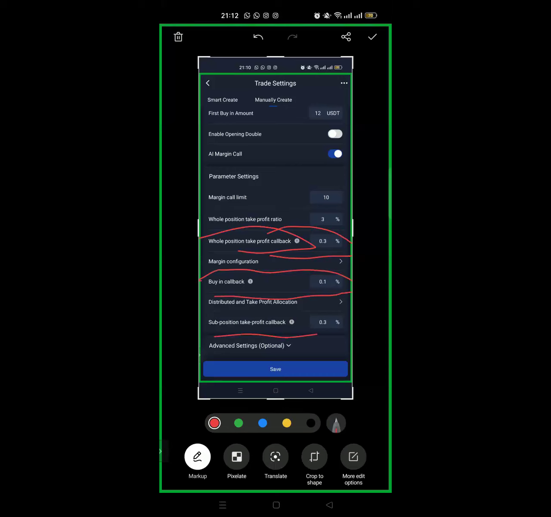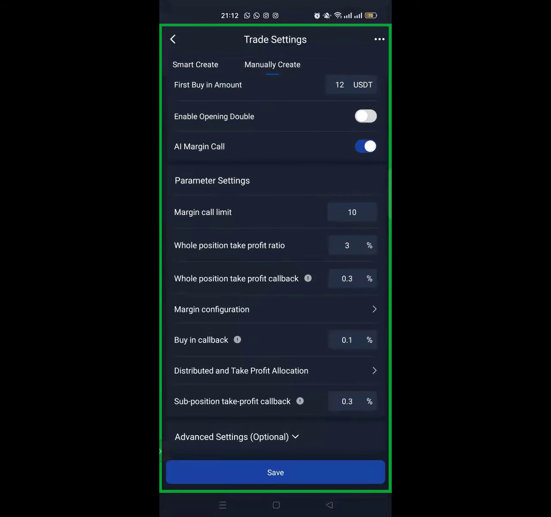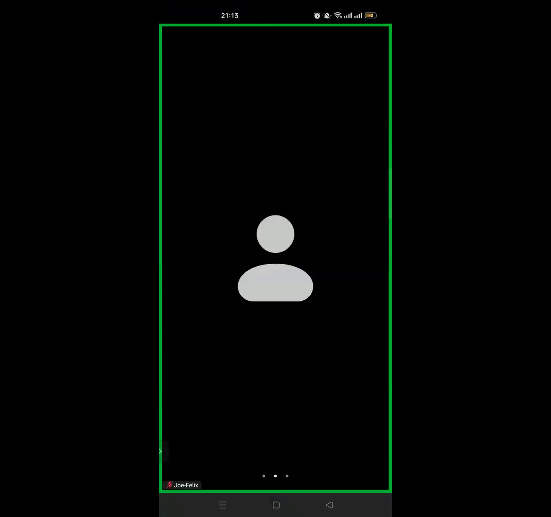buying callback, and sub position take profit callback. And remember, this controls your margin configuration, and also controls your distributor and take profit allocation. So yeah, basically, that's the simple explanation of how callback works. But remember that callback, when it's selling, it deals with when that coin is dropping, when it's dropping by the percentage you set. And when it is buying, it is going up. Okay, when it's selling, it's dropping. When it's buying, it's going up. So yeah, that's the mention of the 3 callback functions.